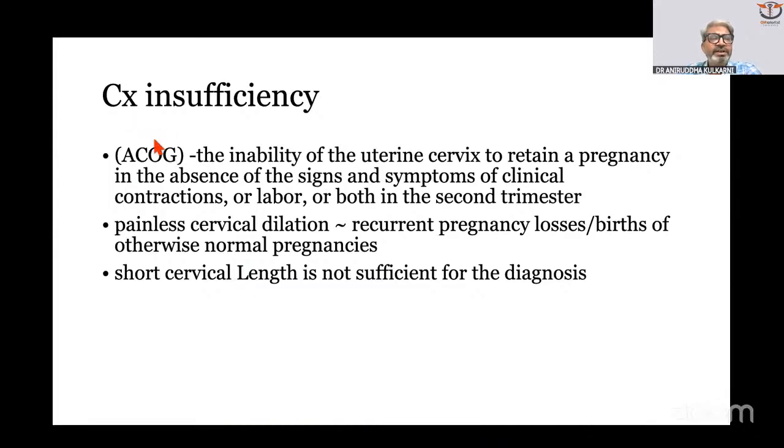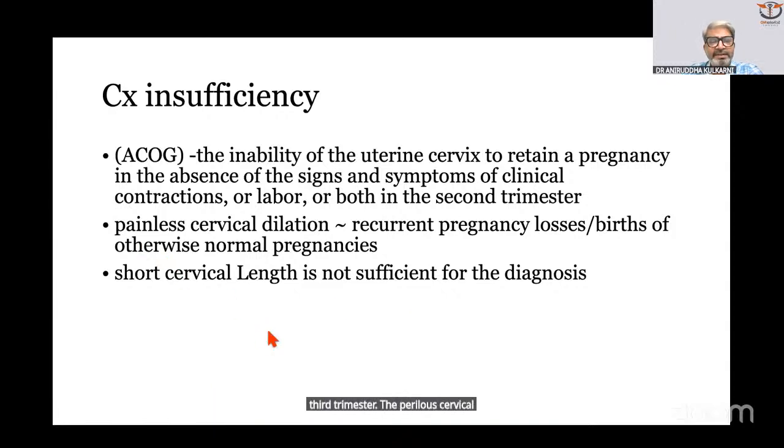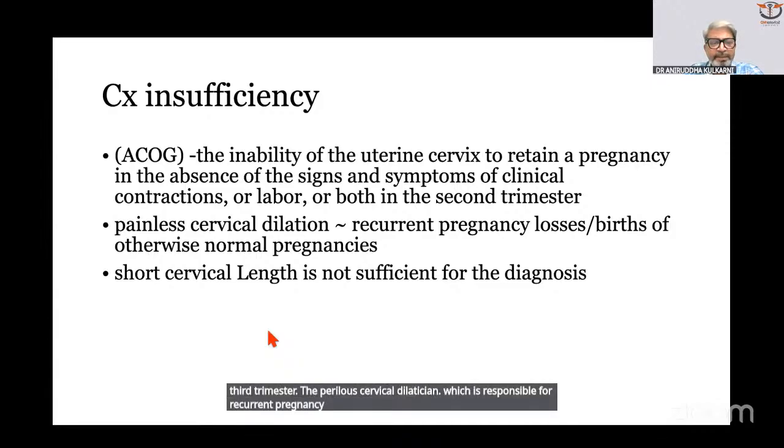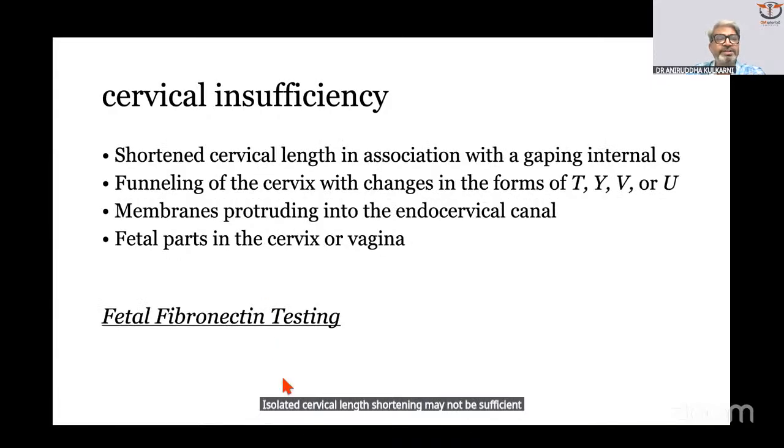From ACOG guidelines, cervical insufficiency really means the inability of the uterine cervix to retain the pregnancy in the absence of signs and symptoms of clinical contractions or labor, or both, in the second or late third trimester. The painless cervical dilatation is responsible for recurrent pregnancy loss or preterm birth in an otherwise normal pregnancy which does not have any malformations. Isolated cervical length shortening may not be sufficient for the diagnosis.